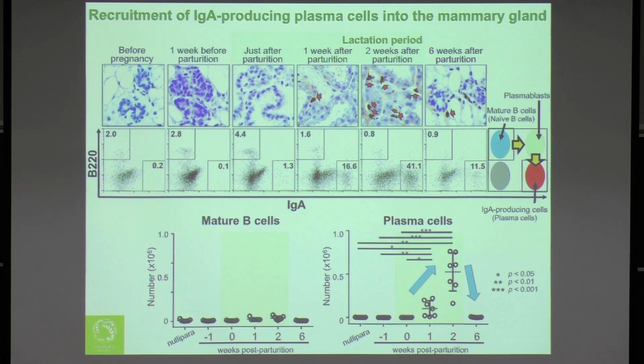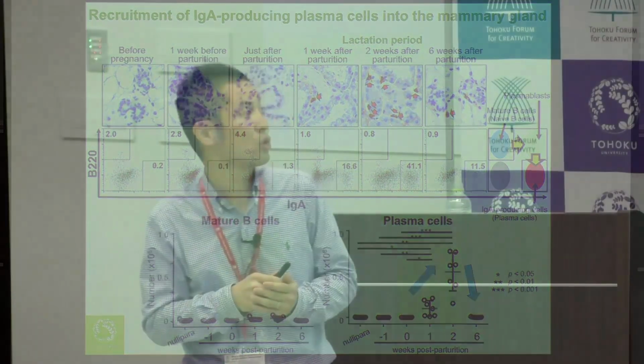So these results clearly indicated that we have IgA-producing plasma cells in the mammary gland during the lactation, particularly 2 weeks after parturition. But these cells are somehow recruited into the mammary gland from somewhere in order to deliver the antibody from mom to the baby.